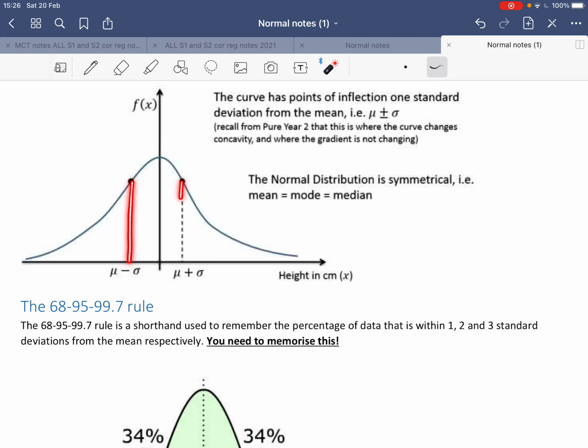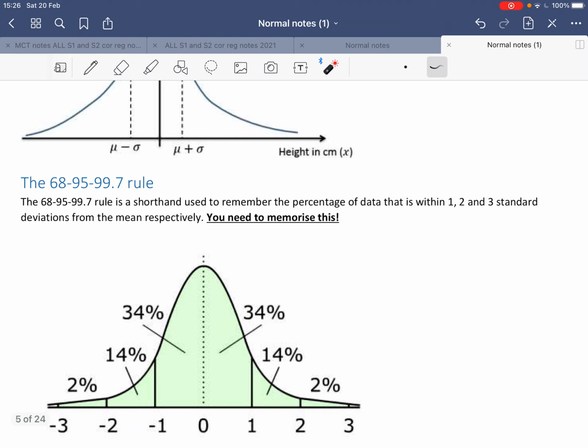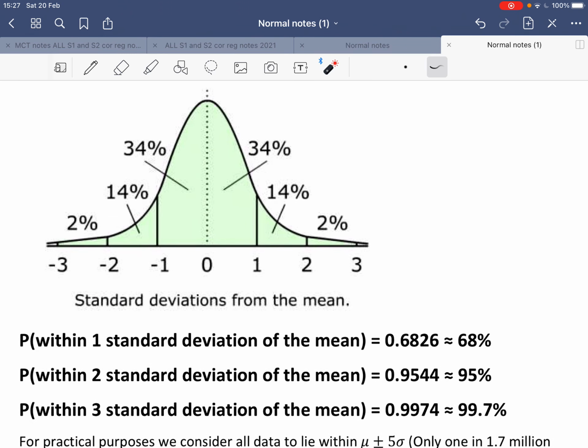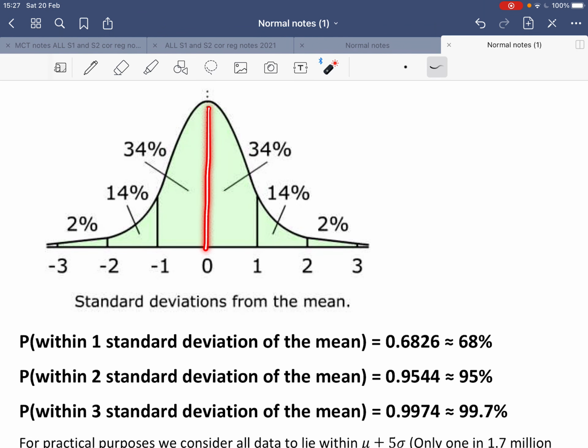Now, when you think about standard deviations, we need to remember the 68, 95, 99.7 rule. And this needs to be memorised. So this tells us the percentage of data that lies within 1, within 2 and within 3 standard deviations of the mean. So we've got here, there's your mean, okay. 1 standard deviation below the mean is here and 1 standard deviation above the mean is here. That is 34% of the distribution. So within plus or minus 1 standard deviation is 68%.